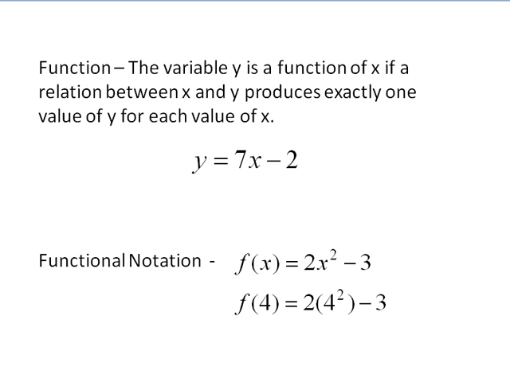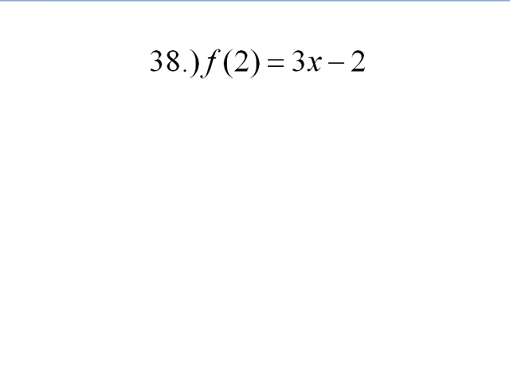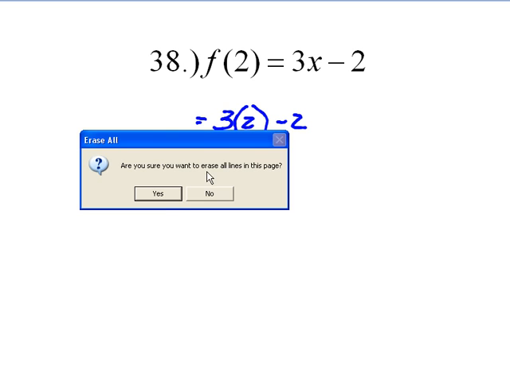Okay, let's see if we can get started with a problem. The function of 2 equals 3x minus 2. So we put in the value of 2, 3 times 2 minus 2. 6 minus 2 is 4. All right. Let's keep going.